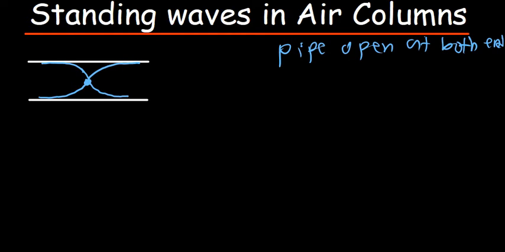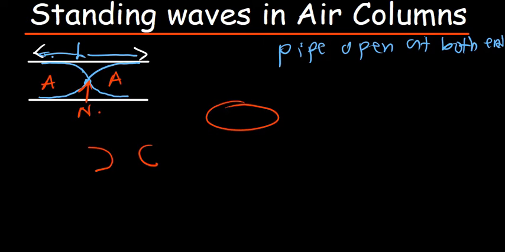Again, the length will not change. The length of the pipe will be the same. It's the same as standing wave. The length doesn't change. Now we know that this is the antinode and this is the node. What we need to understand is that if I add this part and that part together, they will make a half wavelength.